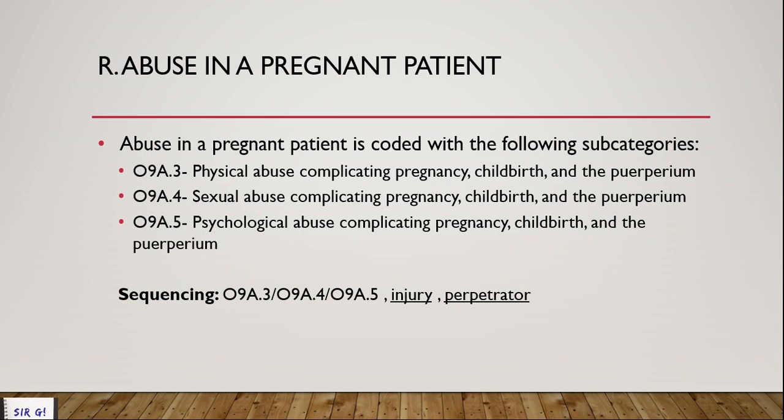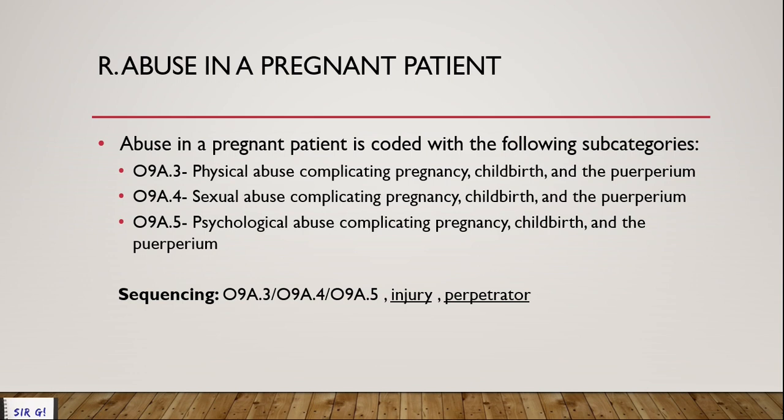You have your O98.3, physical abuse. O98.4, sexual abuse. O98.5, psychological abuse. I think psychological abuse is common, especially if your husband's no longer there, there are some cases like that. So, physical abuse, sexual abuse, and psychological abuse.